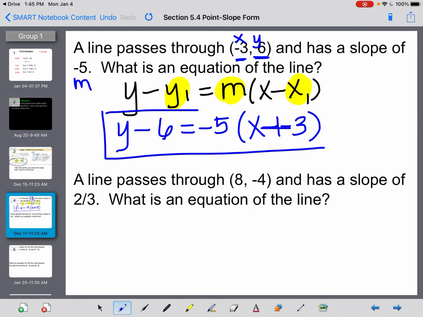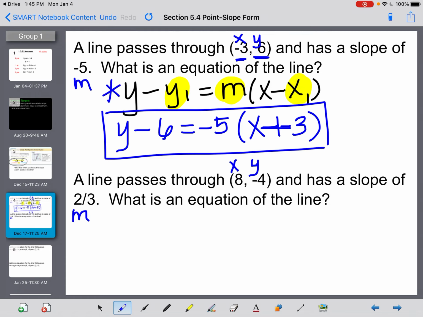That's all I have to do. I don't have to do any figuring, otherwise it's going to switch it into a different form, and we just want it in point-slope form. So done. Second one, a line passes through (8, -4) and has a slope of 2/3. What is an equation of the line?